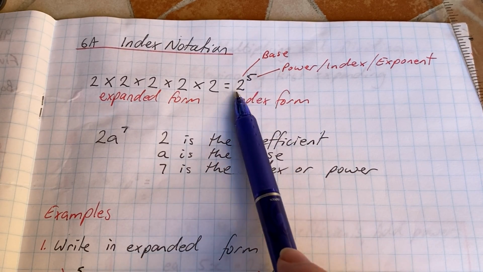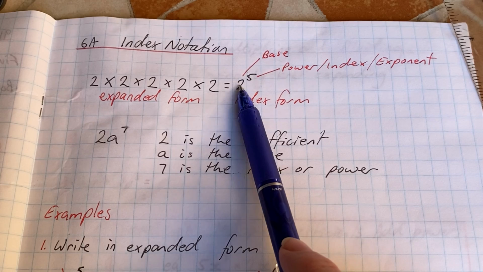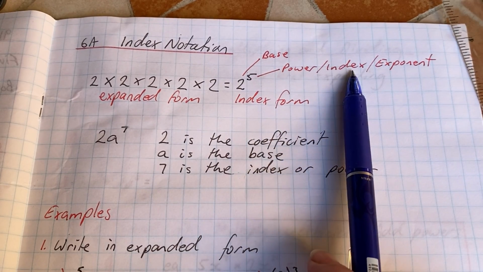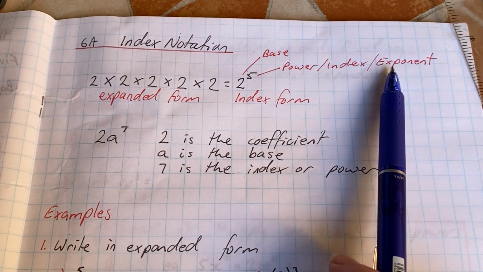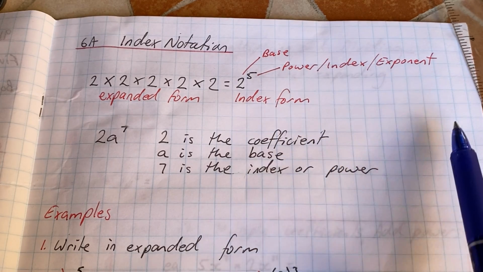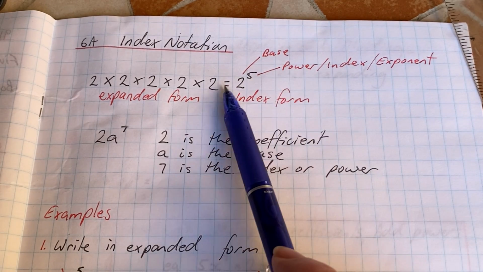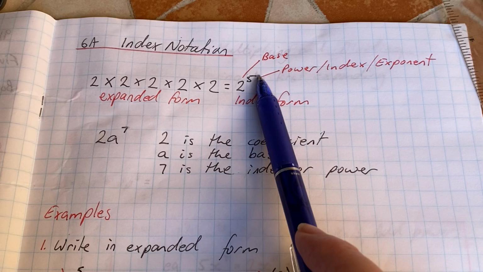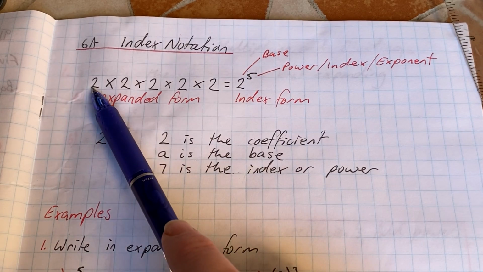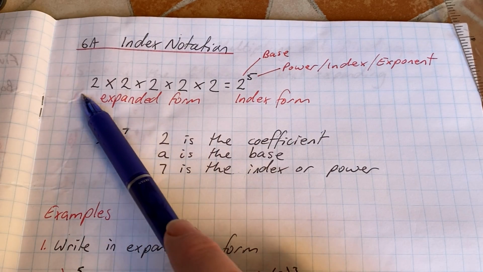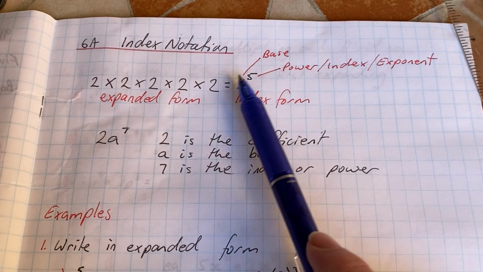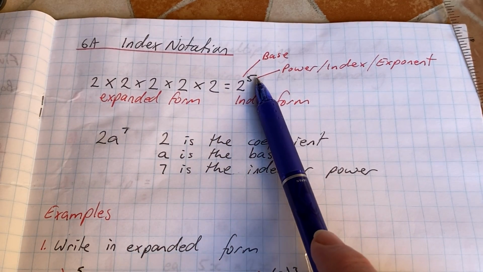It's important to know the parts of the index form. So the 2, that's called the base. And the 5 is called the power or the index or an exponent. The plural of index is indices, which we'll come across further down. So 2 to the power of 5, this power is kind of like a count of how many 2's are multiplied together. So it's not 5 times 2, it's 2 times 2 times 2 times 2 times 2, but there are 5 of them, so we count them up as being 5 of them.